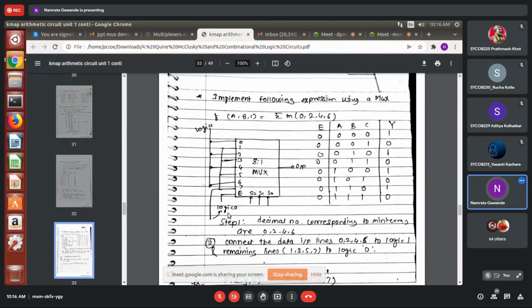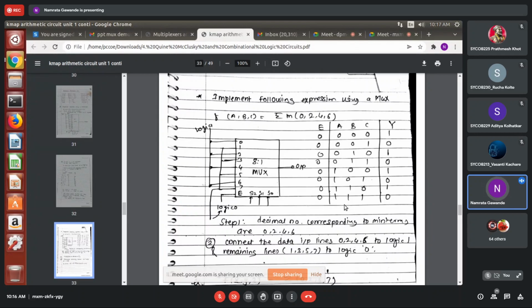Here you can see logic 0, where the enable is also connected. Enable is always there, that is connected to logic 0. Okay, so this is the block diagram of this particular expression using 8 is to 1 mux. Likewise, only this circuit is required. Now at the right side you can see this truth table. Here you can see A, B, C. 3 variables, 3 select lines.